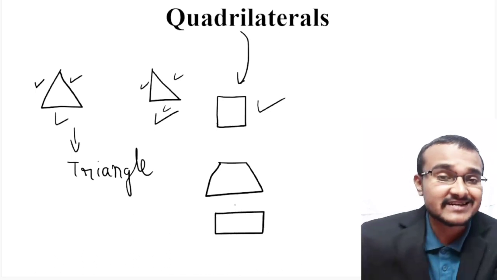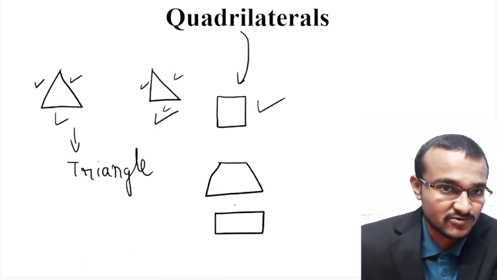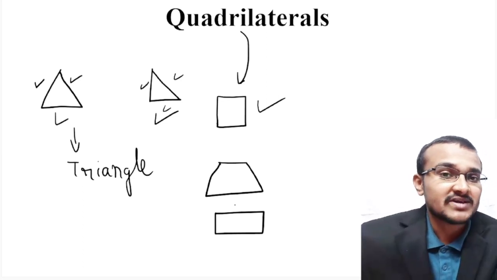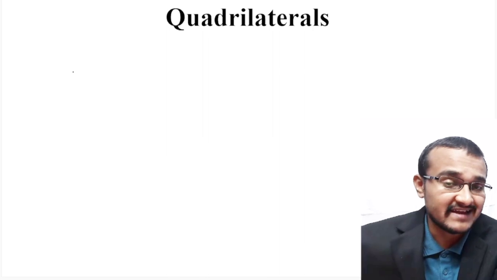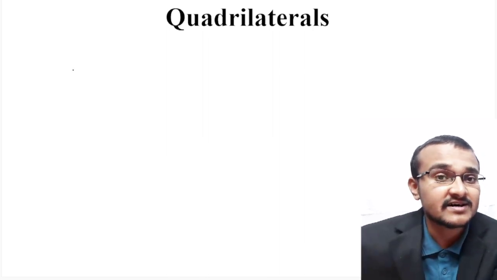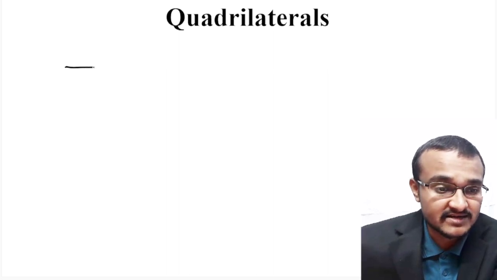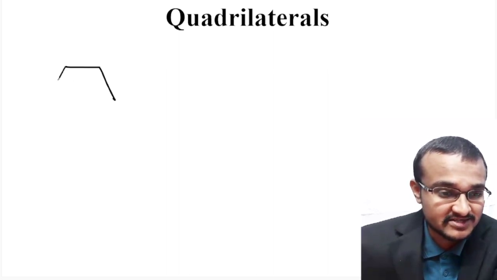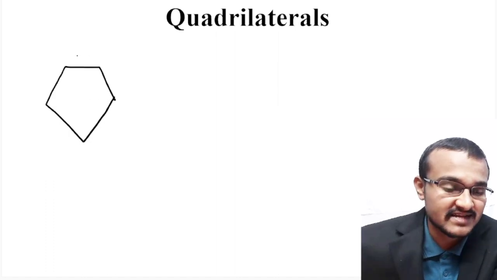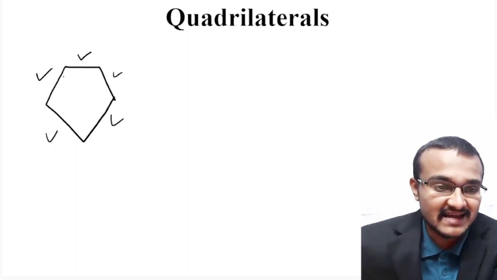There are so many divisions in quadrilaterals, where four line segments form a simple closed curve. If five line segments are making a simple closed curve, then that simple closed curve is known as a pentagon. I'll just draw an image of a pentagon. This can be one particular pentagon. You can see there are five line segments: 1, 2, 3, 4, 5. These are the line segments.